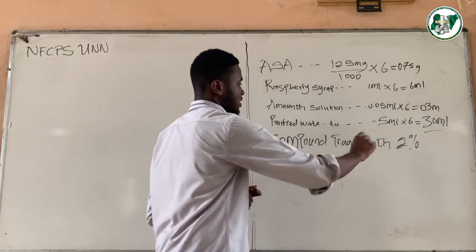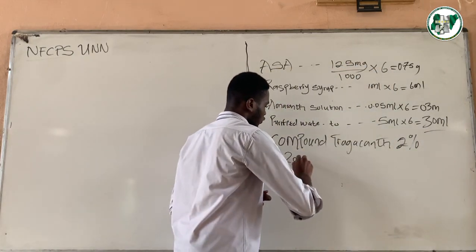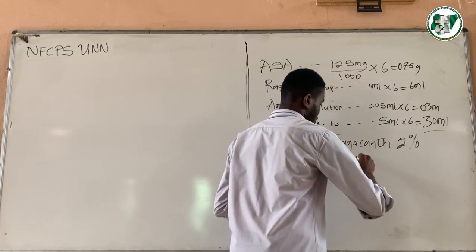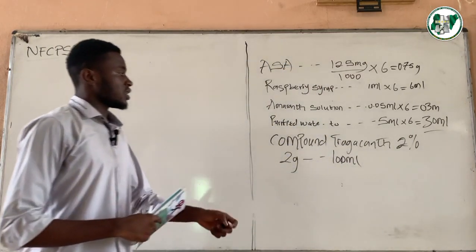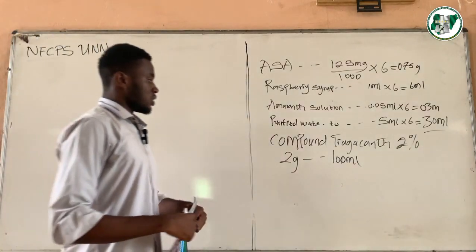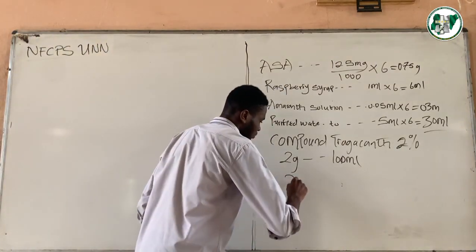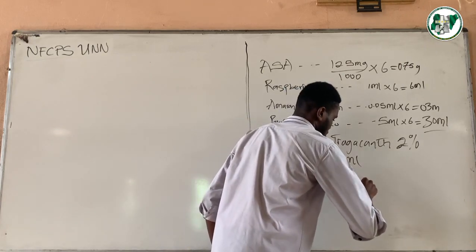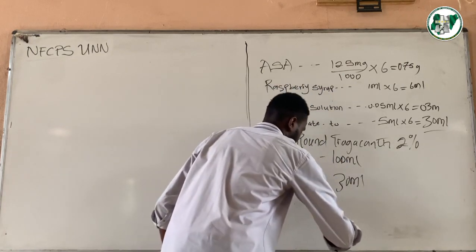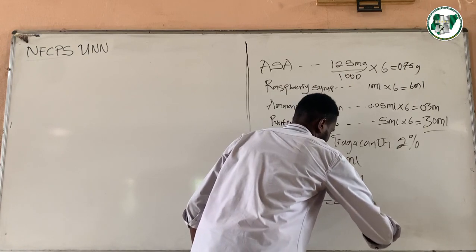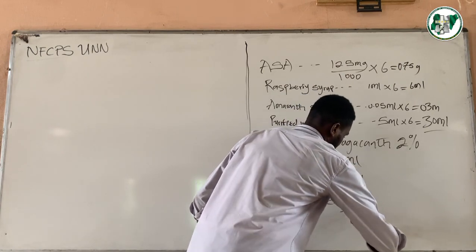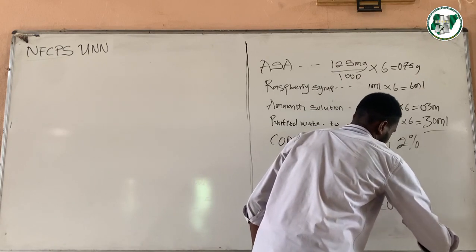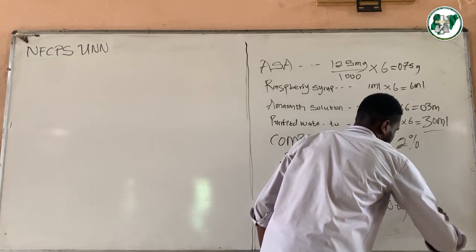Compound tragacanth 2%. Now for this 2%, it means 2 grams of compound tragacanth dissolved in 100 ml. The amount we were asked to send, remember, was 30 ml. Now we are going to find how many grams we will use in a 30 ml suspension. When we cross multiply, we have 2 multiplied by 30, which is 60, divided by 100. We have 0.6 gram of compound tragacanth.